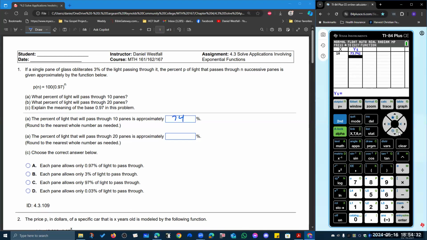Then I have 20 panes, which is going to be 54%. And then explain the meaning of the base 0.97 in this problem. Each pane allows only 97% of the light to pass through.